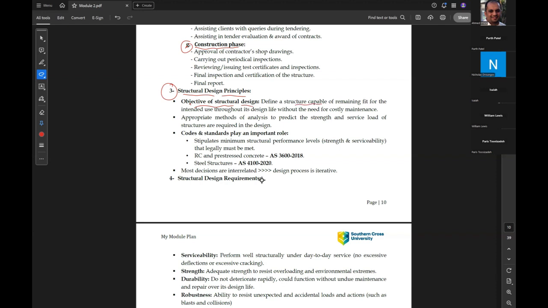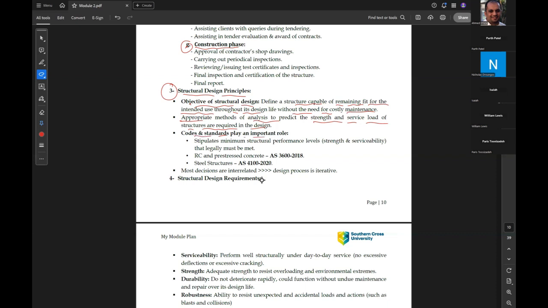It is to define a structure capable of remaining fit for the intended use throughout its design life without a need for costly maintenance. So I need to design a building that is durable and reliable with lower cost maintenance. We need appropriate methods of analysis to predict the strength and serviceability of the structure.